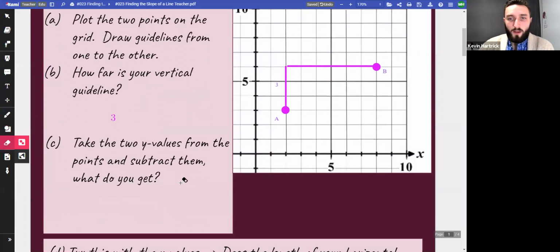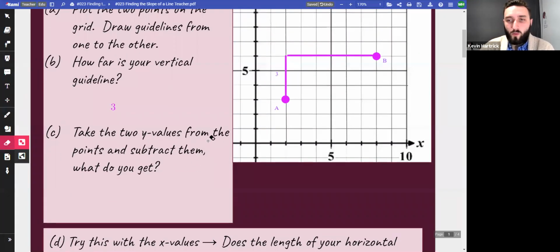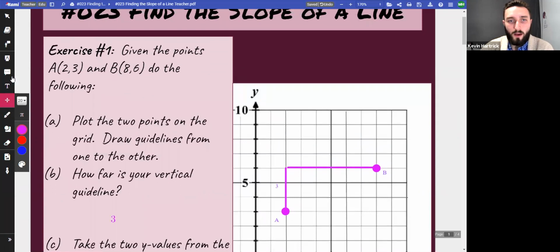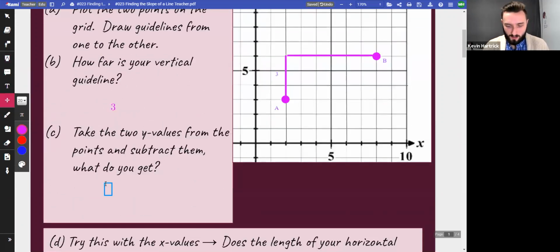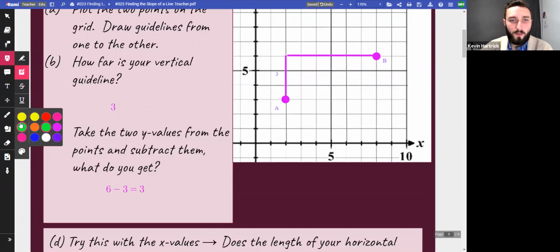Okay. C says, take the 2 y values from the points and subtract them. What do you get? Okay. So the y values, those are the second ones, right? So here's a 3 and here's a 6. So I'm subtracting 6 minus 3, right? 6 minus 3, what does that equal? 3. What are we noticing here? We're noticing a pattern. Here's a 3, and here's a 3.